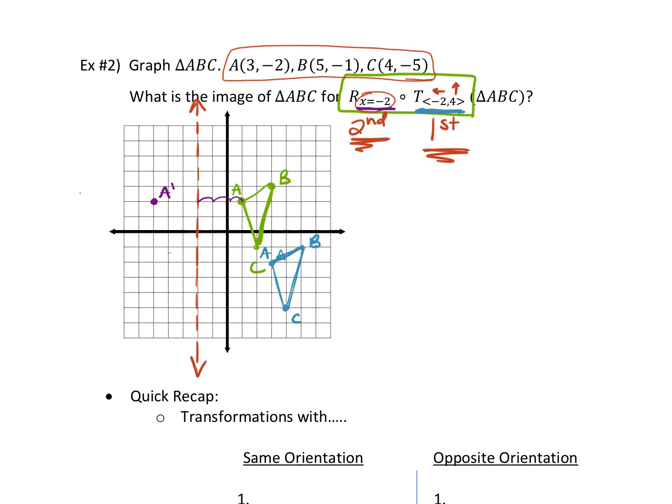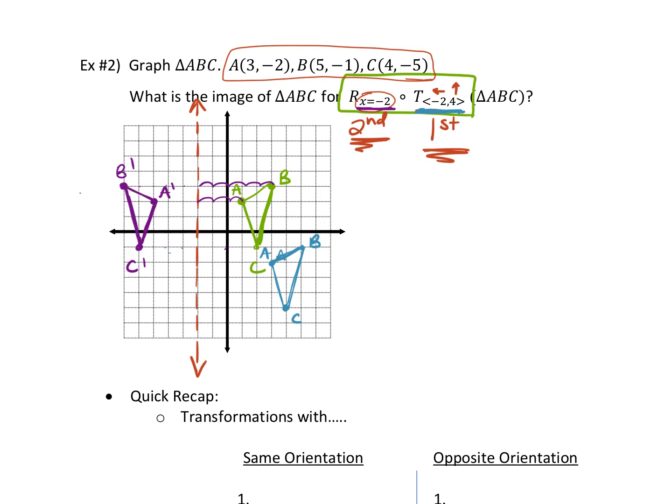Where's your final answer? B is 1, 2, 3, 4, 5 to the right. So go 1, 2, 3, 4, 5 to the left. That's B prime. C was 1, 2, 3, 4 to the right. So 1, 2, 3, 4 to the left is C prime.